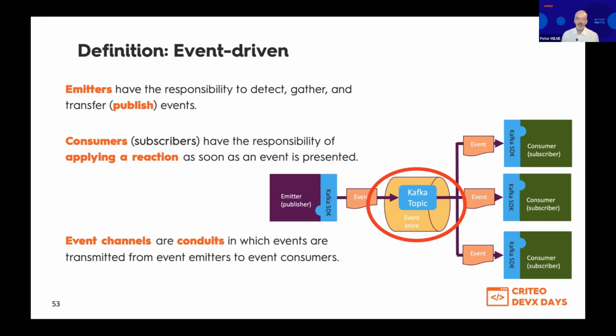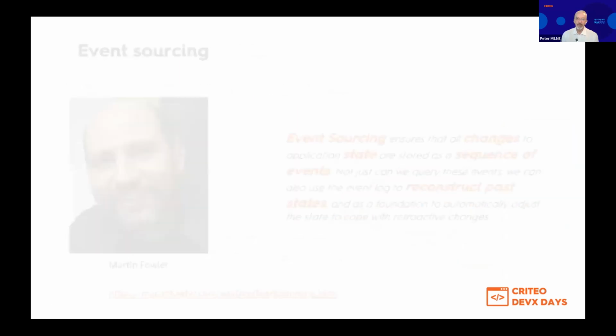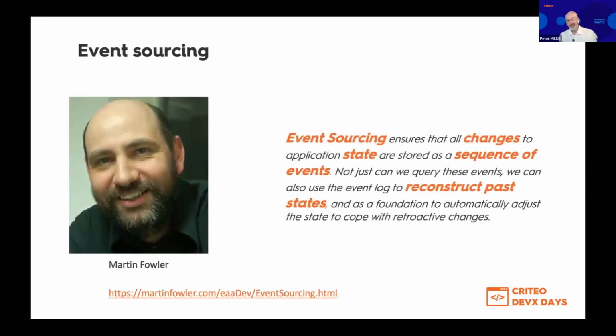So that's event-driven. Let me talk about event sourcing. So this is Martin Fowler. If you've not read any of his books, they're worth reading. So event sourcing is where you have a bunch of changes to state that occur as a sequence of events. And to reconstruct the past, what you can do is you read all of the events. Let me show you an example of this.